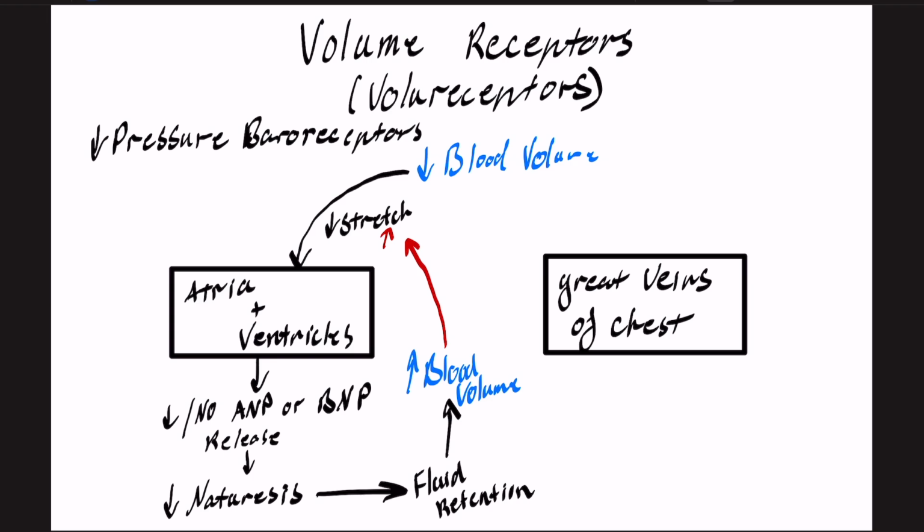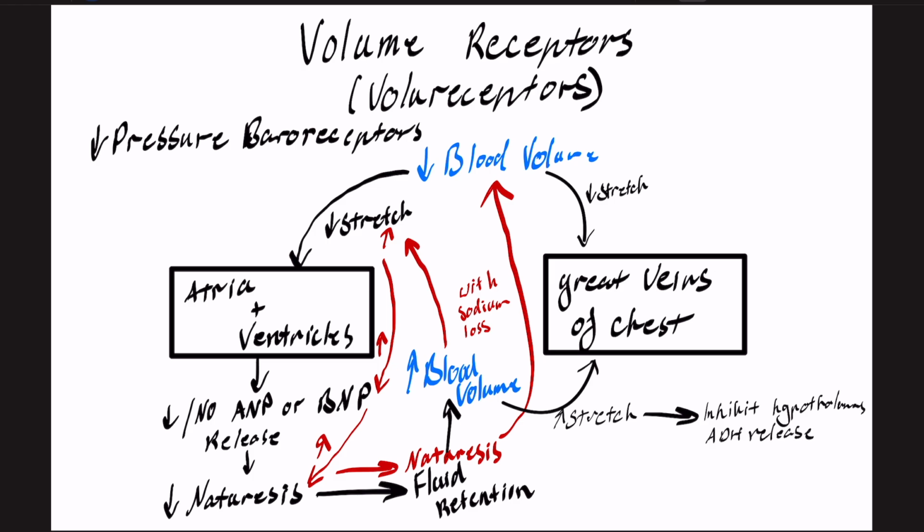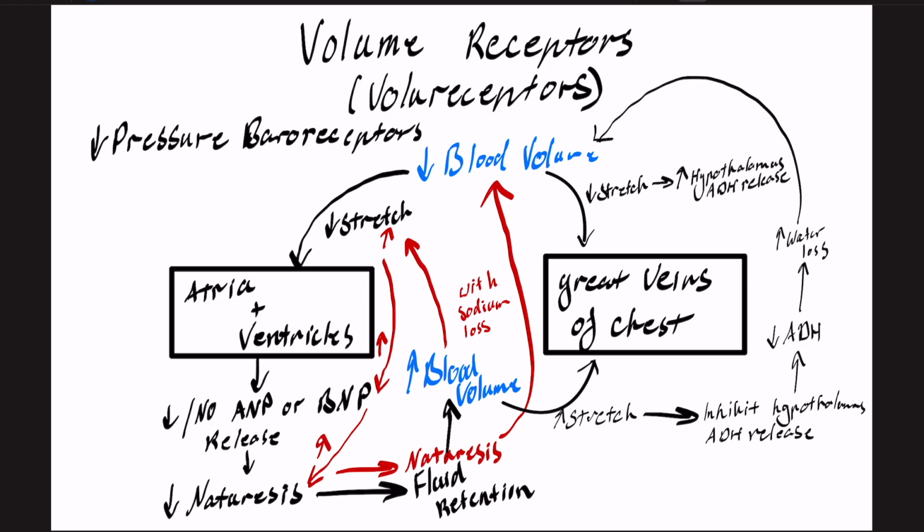But when there's increased stretch, it means that you'll get a natriuresis because they're being secreted, so you'll lose sodium through the urine. They also, through other nerve endings, are integrated into the hypothalamus through the spinal cord. And when there's increased stretch, they will inhibit the hypothalamus from releasing antidiuretic hormone. But when there's decreased stretch, that inhibition is removed and the hypothalamus will release more antidiuretic hormone to increase our blood volume and decrease our tonicity.